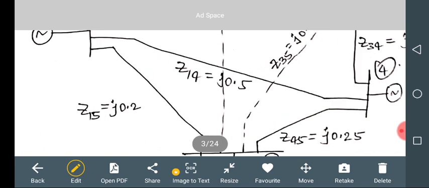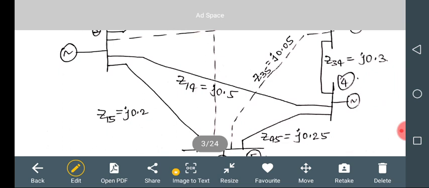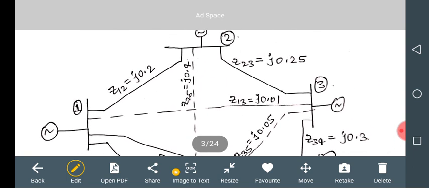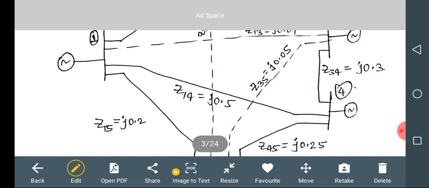Similarly, come to bus number 5. Y55 will be equal to Y15 plus Y45. Bus number 5 is connected to bus number 3 and 2 also, but with dotted lines, so we will avoid this.